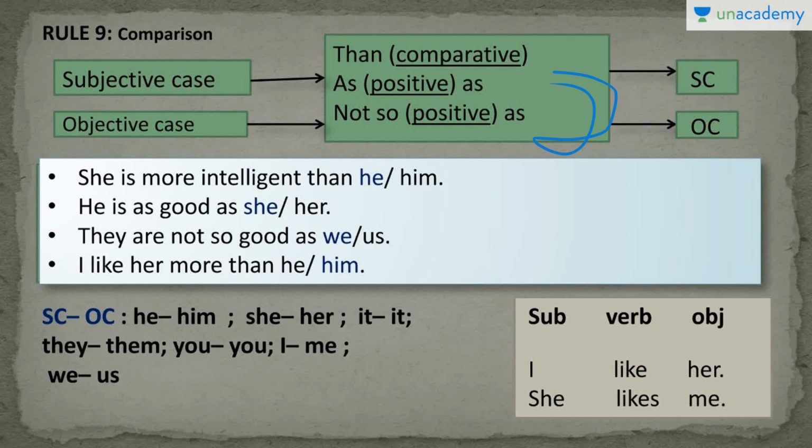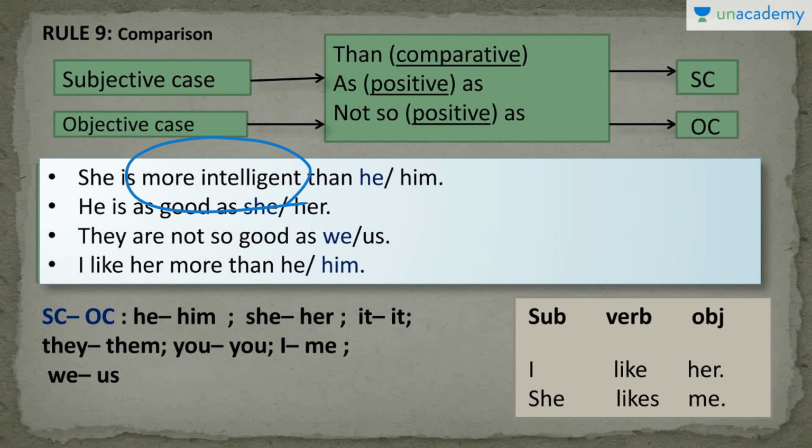The first one is, she is more intelligent than he or him. Now you can see I'm comparing two people, she and he or him. Here I have used than for comparison. Since I have used than, I need to use a comparative degree. So you can see I've written more intelligent. Okay, more intelligent is the comparative degree of the adjective intelligent.